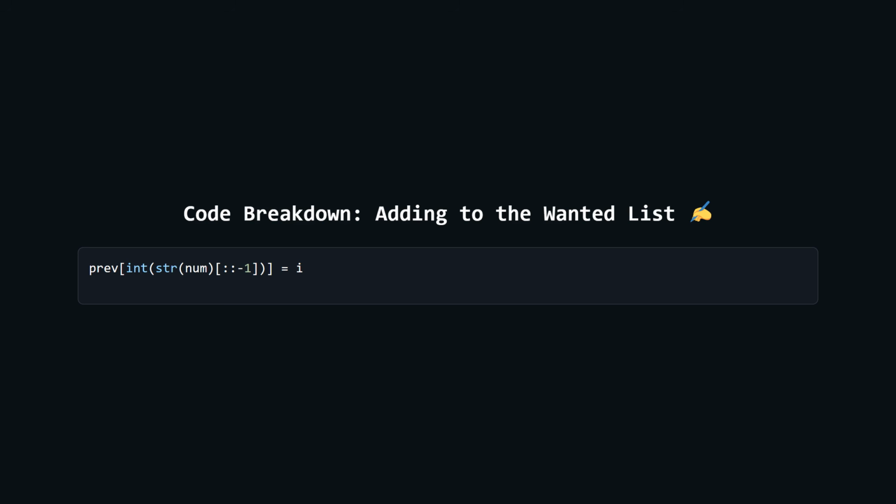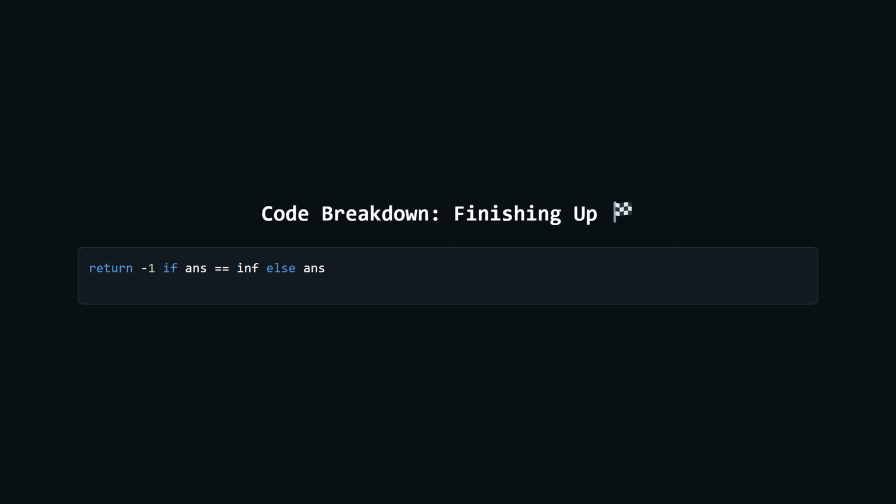After checking, we take our current number, turn it into a string to flip it backwards, turn it back into a number, and add it to the dictionary. Now future numbers can check if they are our mirror partner. Finally, after the loop is completely done, if our answer is still infinity, it means we found absolutely nothing, so we return -1. Otherwise, we return the minimum distance we found.